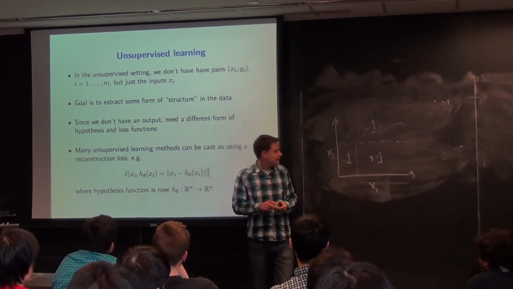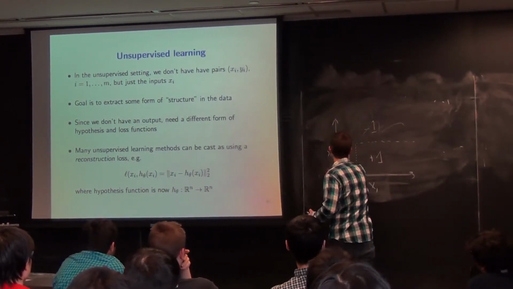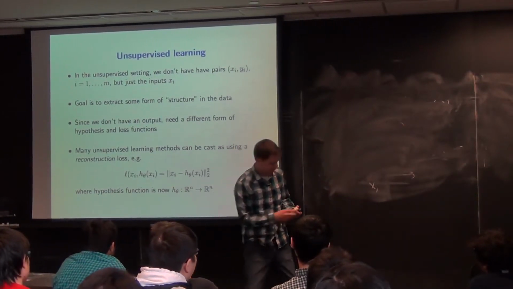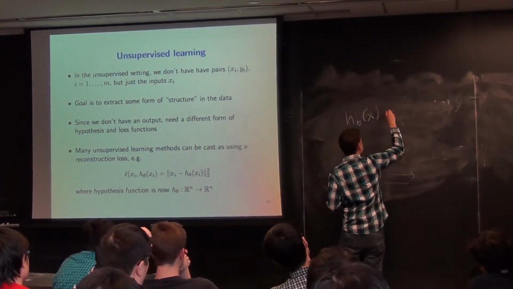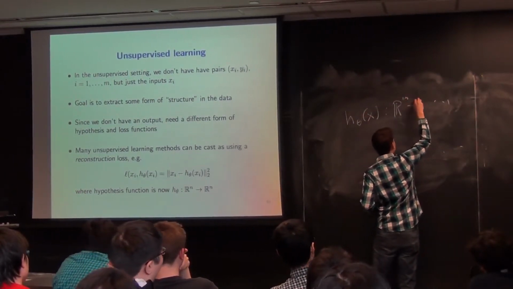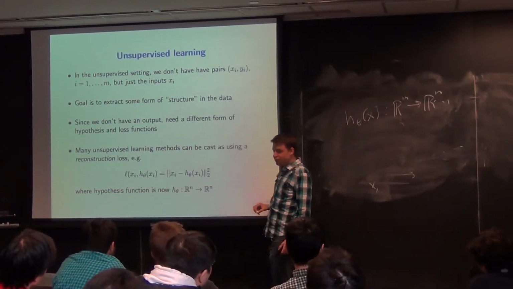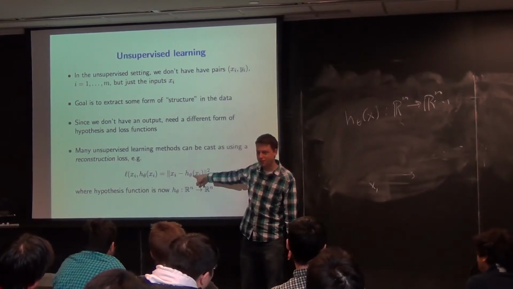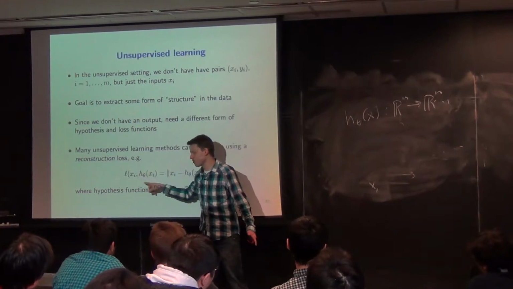What we're going to do instead is have hypotheses that output inputs, or something that's the same size as the input. So our hypothesis class takes inputs in R^n and outputs some value in R^n. And the loss function is usually some notion of how different our hypothesis is from the true input, and again, you would sum this over all your data.